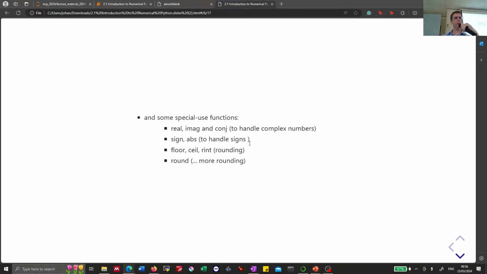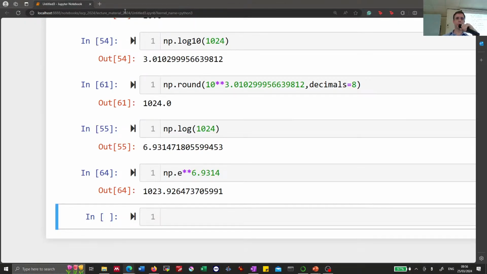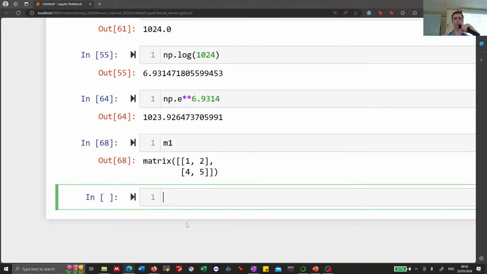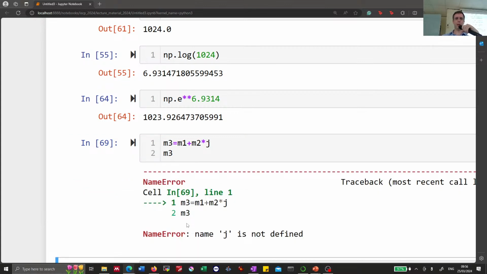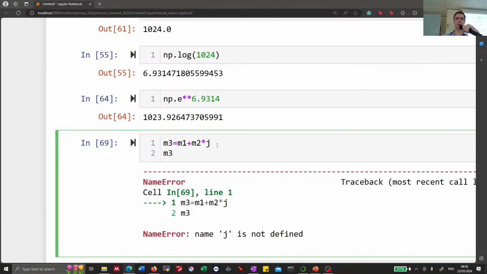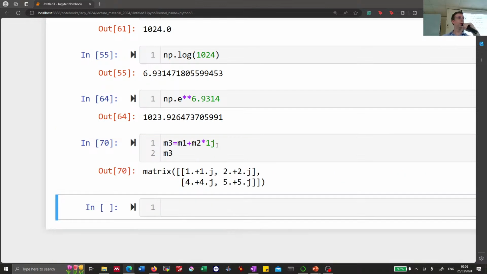I think by now you should already expect that real and imag give you the real and the imaginary part of a complex number. What does conjugate do? Let's see. So we had a matrix, right? M1. Let's call M3 equal M1 plus M2 times J. Okay. So my M3 is like a complex matrix. So now I have a complex valued matrix.